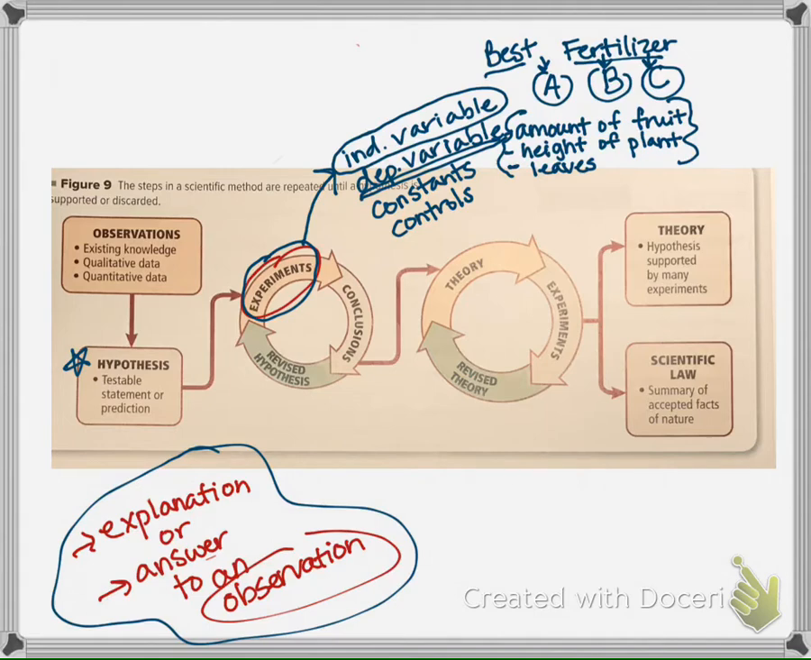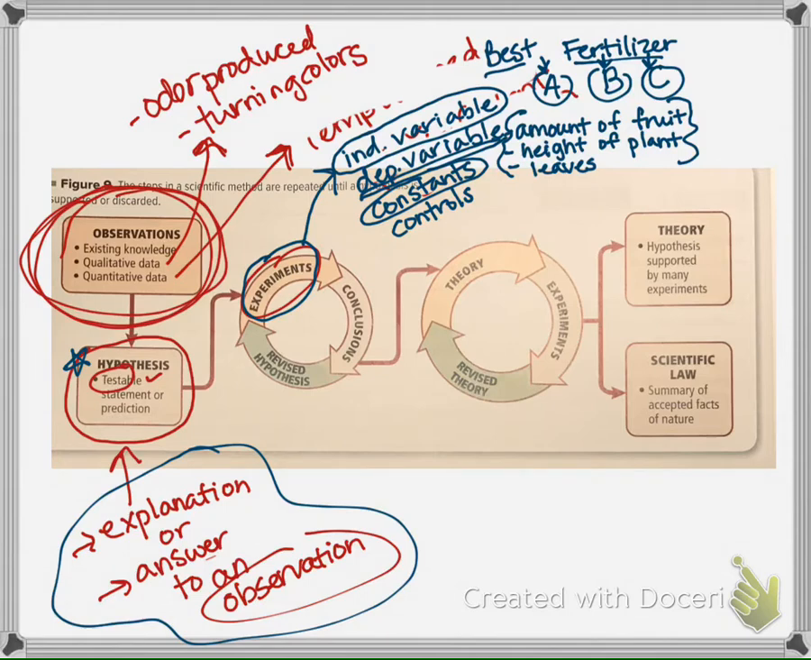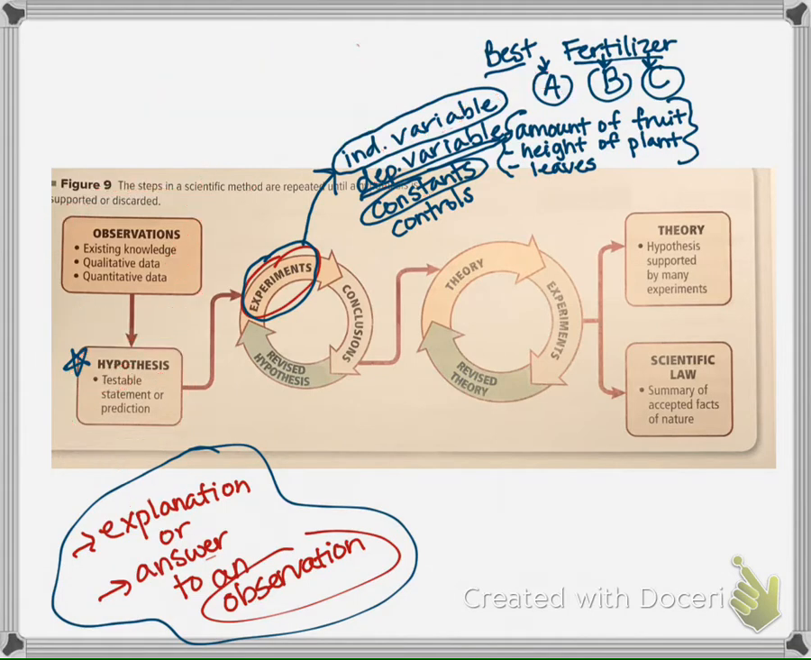Now, as far as a constant, constants are important. A lot of times constants and controls get confused, so I want you to be clear on what is a constant versus what is a control. A constant would be like how much you're watering the plants every day. Let's just say a constant would be something like, I'm going to add 2 cups of water every day to every plant.